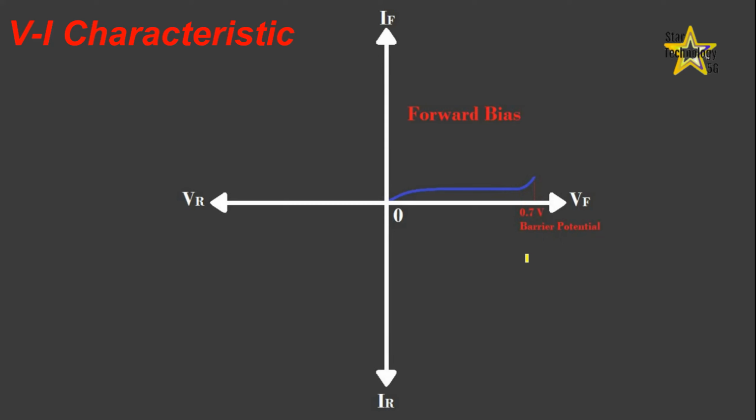As you continue to increase the forward bias voltage, the current continues to increase very rapidly, but the voltage across the diode increases only gradually above 0.7 volts. This small increase in the diode voltage above the barrier potential is due to the voltage drop across the internal dynamic resistance of the semiconductive material.